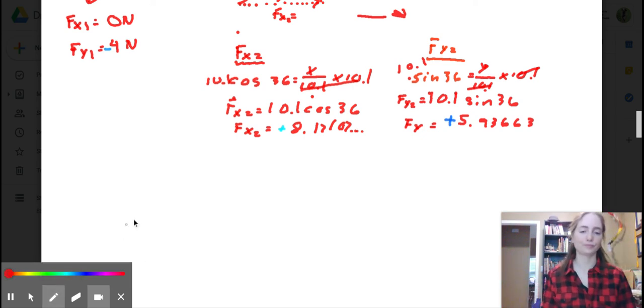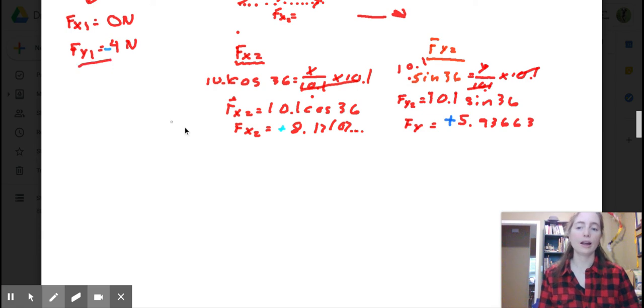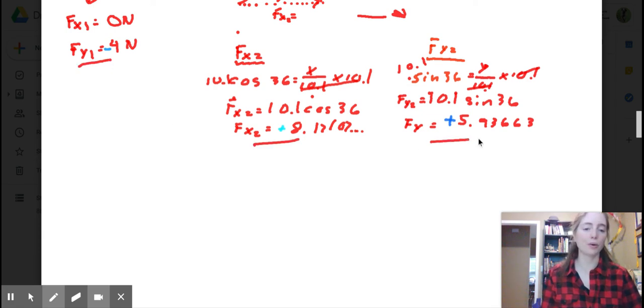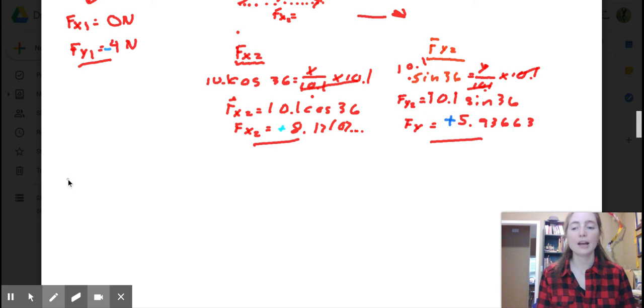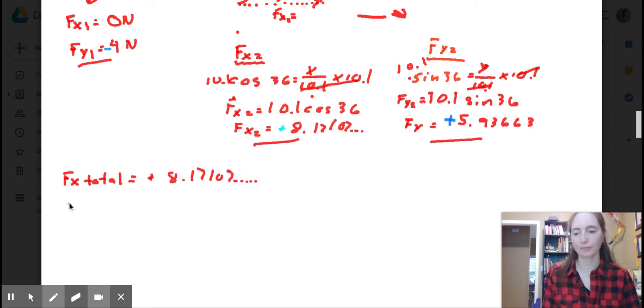Okay. So now I have my vectors all broken down into their x and y components, and now I'm going to find my totals. So my force x total, well, I only have one. I've only got this guy. So the other one is 0. Okay, so my Fx total is going to be positive 8.17107 newtons.